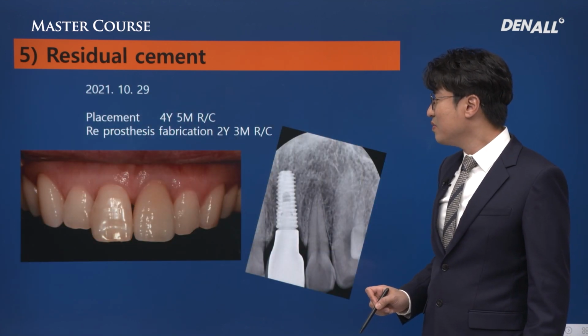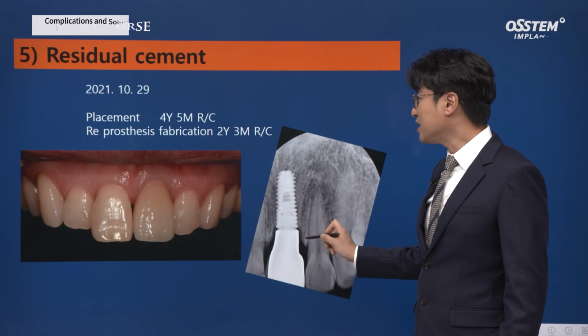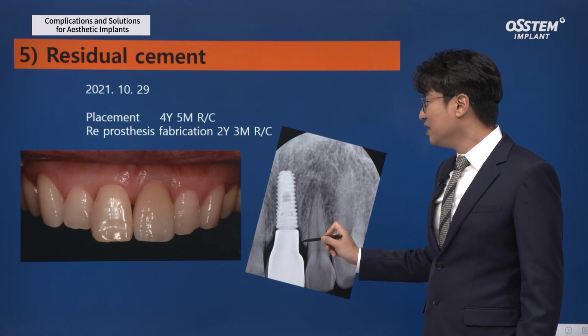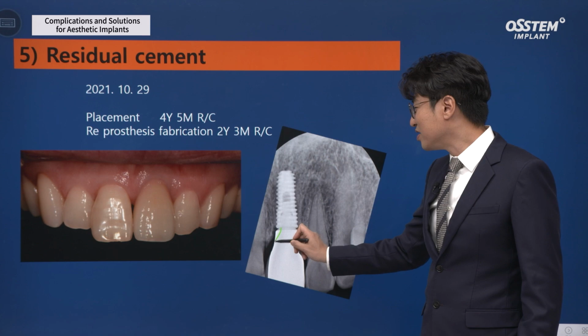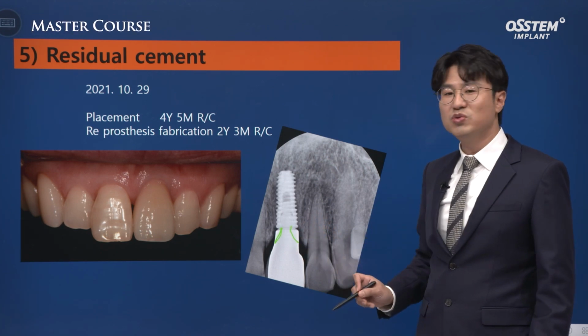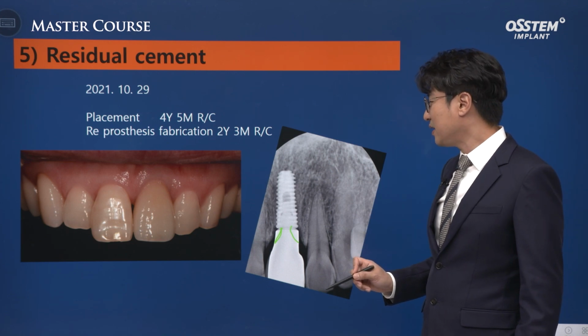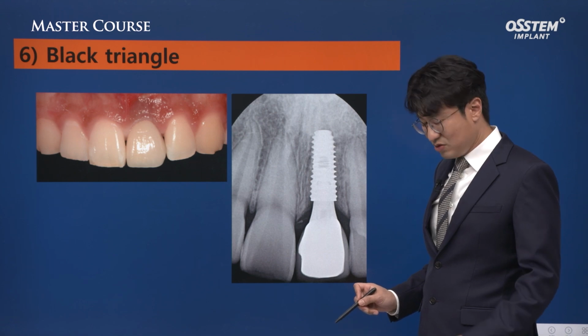This is 4 years and 5 months after the first placement, and 2 years and 3 months after the delivery of the prosthesis with a tie-link abutment. I don't like the form of the abutment. If it is formed like this, it would be better for a better bone response. It remained rather stably even with the use of the abutment.